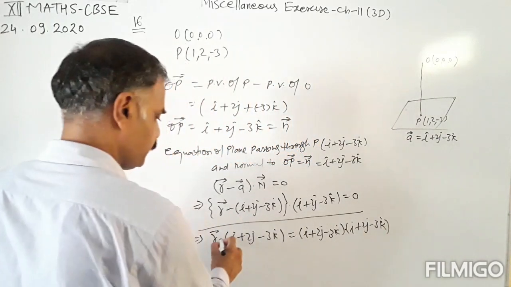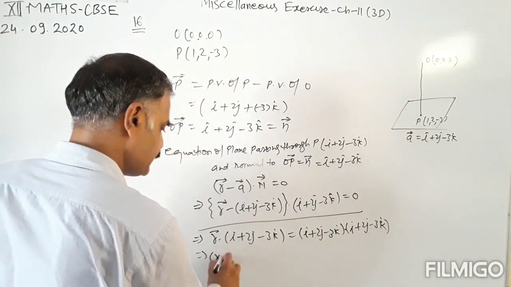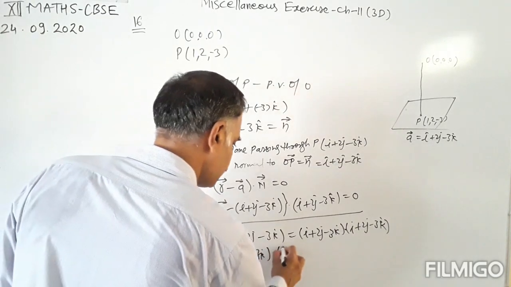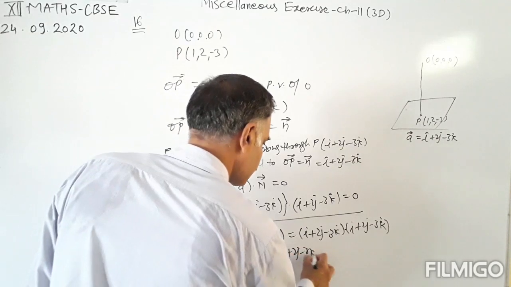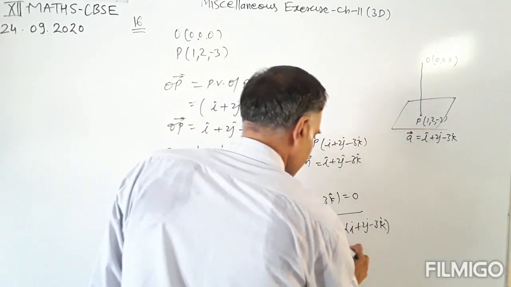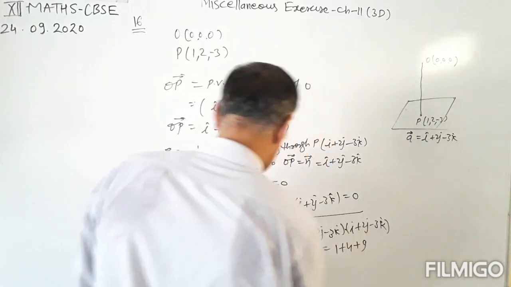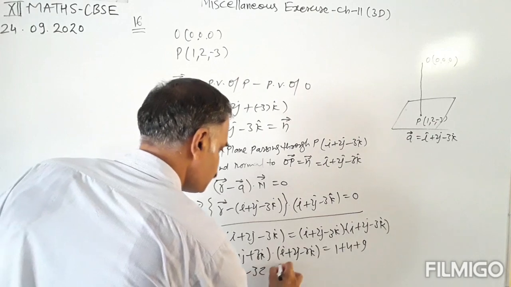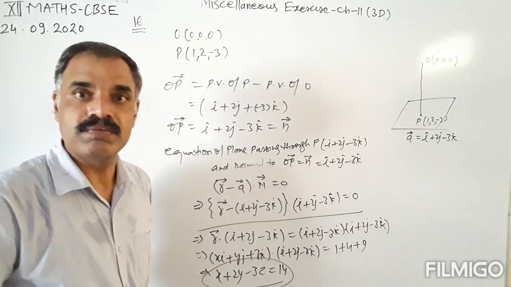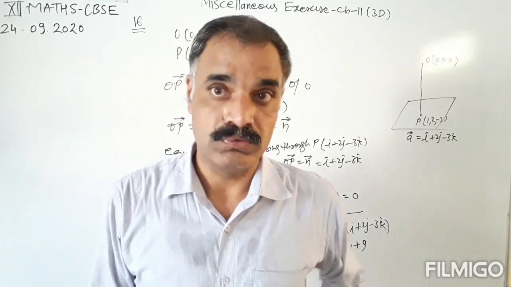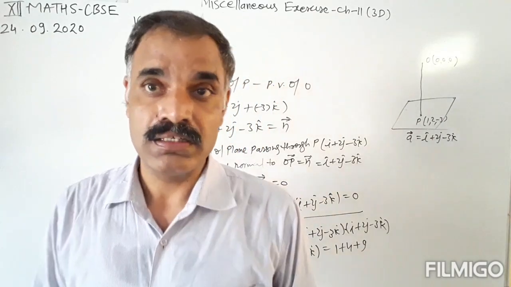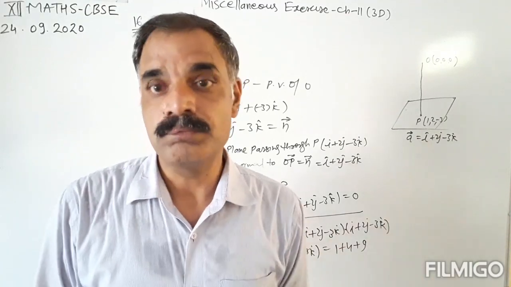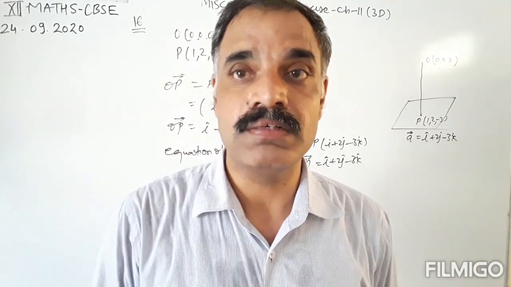So (x i cap plus y j cap plus z k cap) dot (i cap plus 2j cap minus 3k cap) equals 1 plus 4 plus 9. So this is x plus 2y minus 3z equals 14. This is the equation of the plane in Cartesian form. So in this way we can find the equation of the plane passing through a point and normal to the OP vector. So this was question number 16.